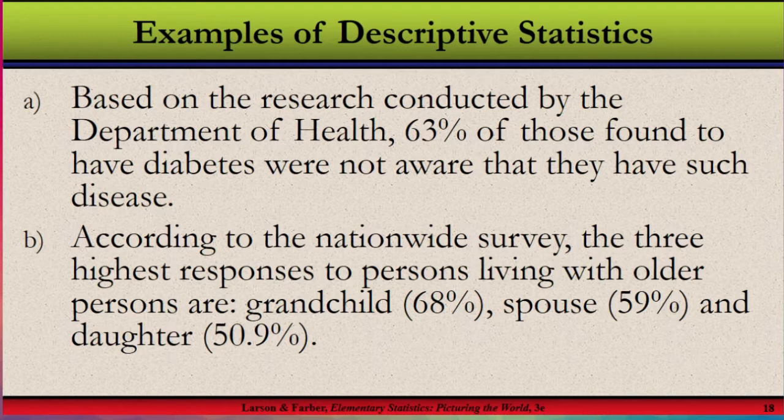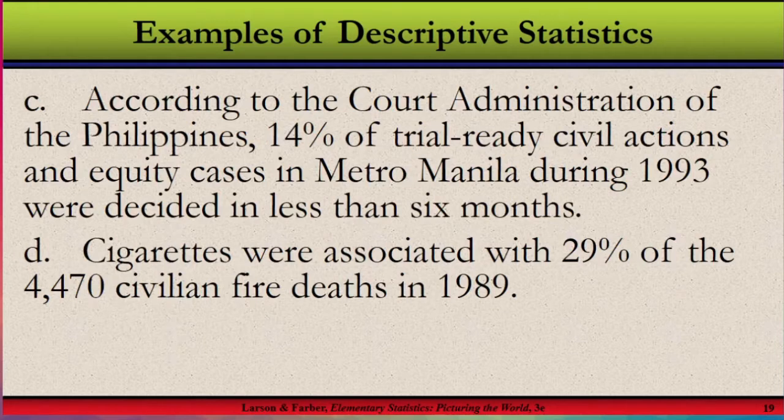So nag-present siya ng data, may evidence tayo. Next, according to the nationwide survey, the three highest responses to persons living with older person are grandchild, 68%, spouse, 59%, and daughter, 50.9%. Ganun pa rin, katulad kanina, meron tayong pinagbasehan na survey bago tayo nag-present ng data. According to the Court Administration of the Philippines, 14% of trial-ready civil actions and equity cases in Metro Manila during 1993 were decided in less than 6 months. Ganun pa rin, may pinagbasehan muna tayo.